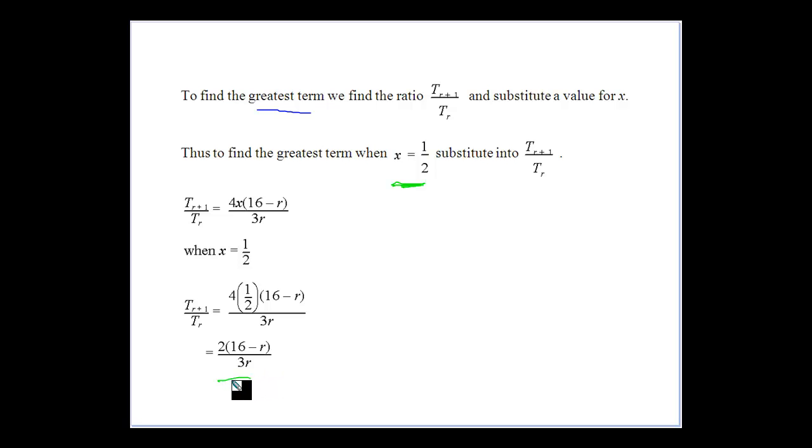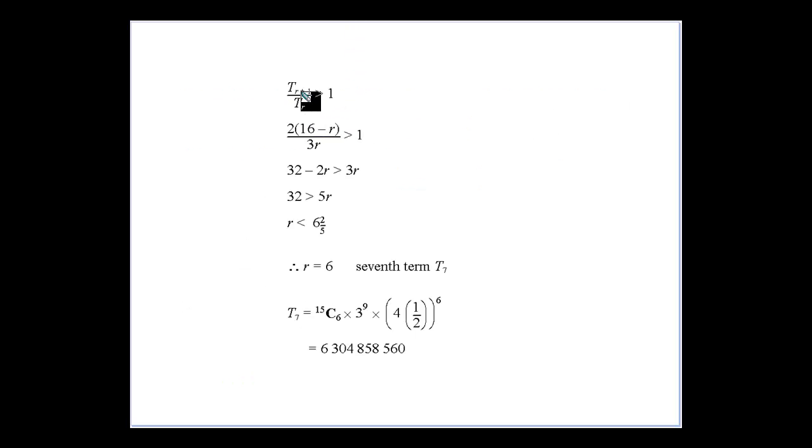But again, if it's going to be the greatest term, we're comparing our terms and saying, well, where is it going to be greater? For what value of r is this expression going to be greater than 1? So we set it greater than 1 again. So put the expression in, we get 3 multiplied by 3r. And this time when we do, we see that we get a value of r that's less than 6 2/5.